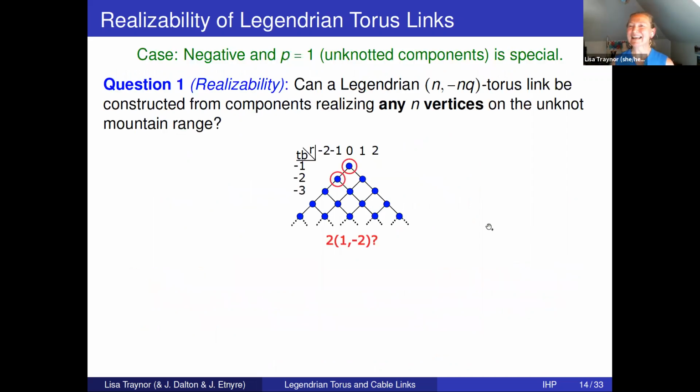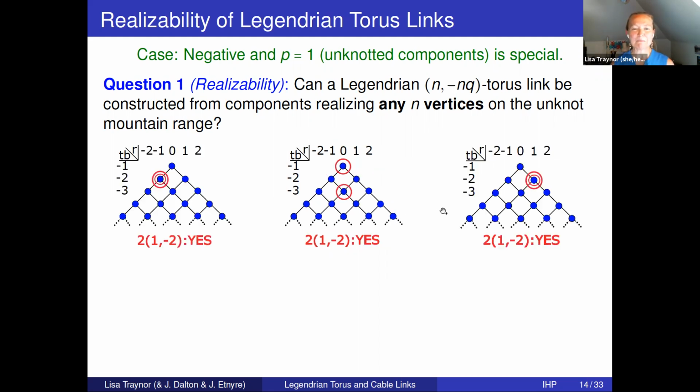What's interesting though is when you have unknotted components. If you have negative torus links with unknotted components, for example when p is 1, that's an unknot. So if I'm looking at a 2, minus 4, that's a torus link where each component is an unknot. These are 2 vertices on my unknot tree. So I have a TB minus 1 and a TB minus 2. Can I realize it with that pair? In fact, no.